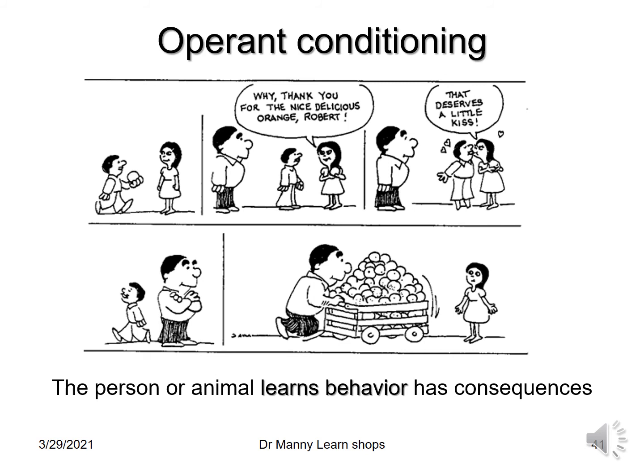Here's an example of operant conditioning. Someone's bringing something, a present, to the female. It's being observed. Why, thank you for the delicious orange, Robert. That deserves a little kiss. Being observed. The other guy brings a bucket full, a trolley full, a crate full of oranges. The person or the animal learns the behaviour has consequences.